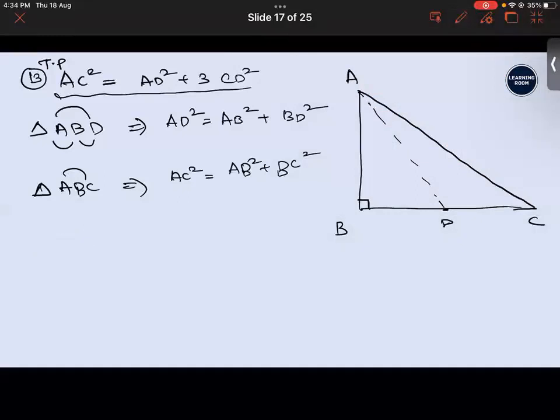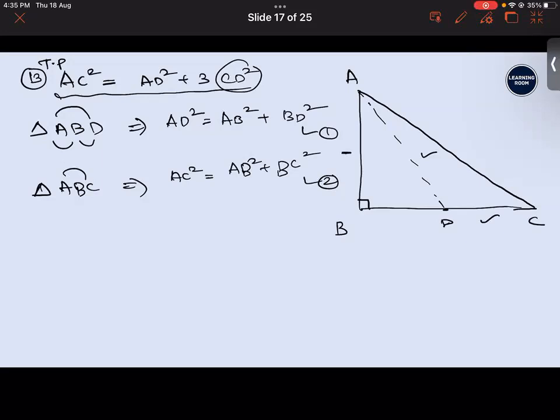So if I take this as 1 and this as 2, AB will be removed. Why I'm saying AB is not needed is because if you want this 3 times CD square, it is going to be on the horizontal and this AD square is there. So you're not needing the vertical. So eliminate that vertical.